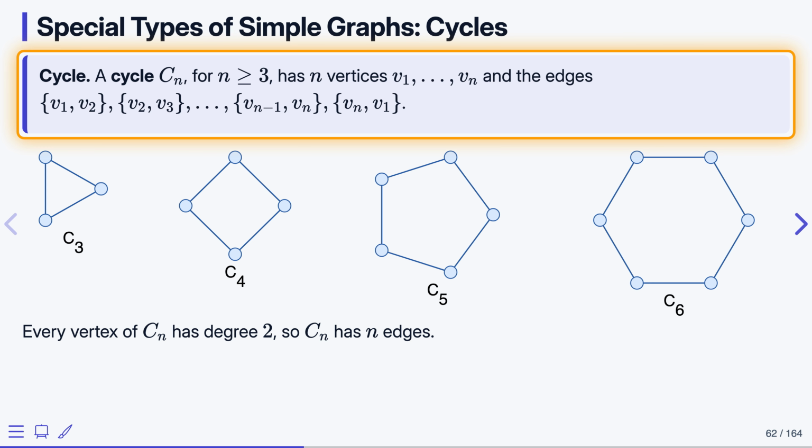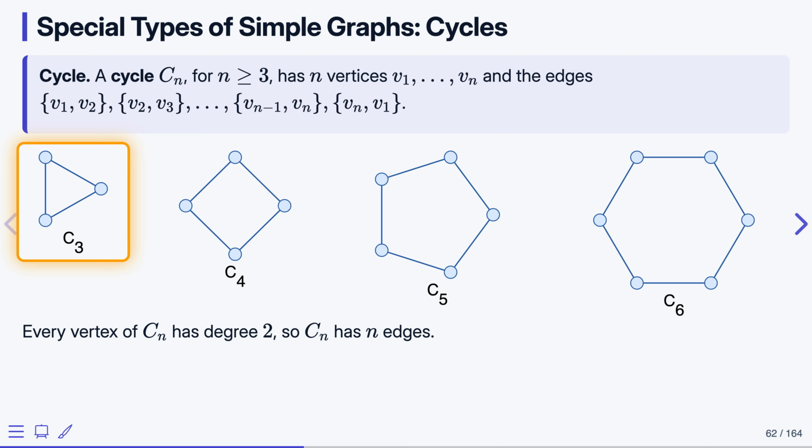The next family is the cycle. A cycle Cn for n at least 3 is a ring of n vertices. We join vertex 1 to vertex 2, vertex 2 to vertex 3, and so on, and then we join the last vertex back to the first, so it forms a closed loop.